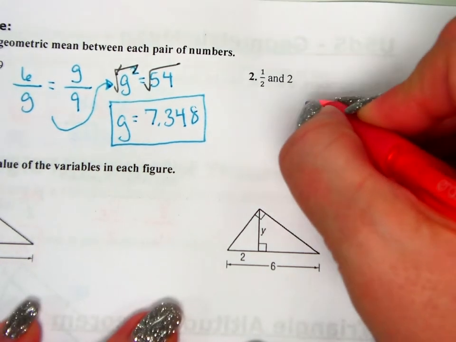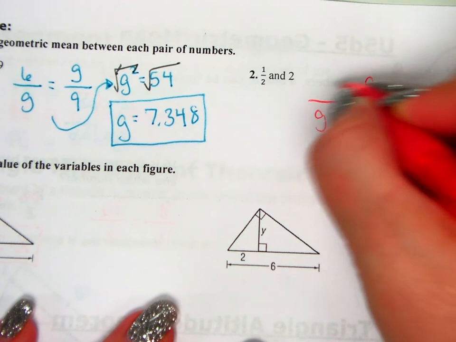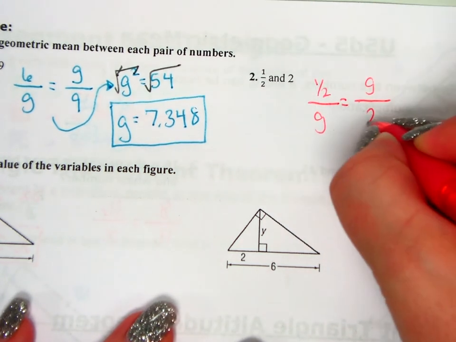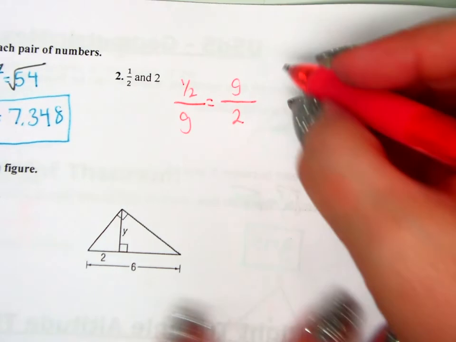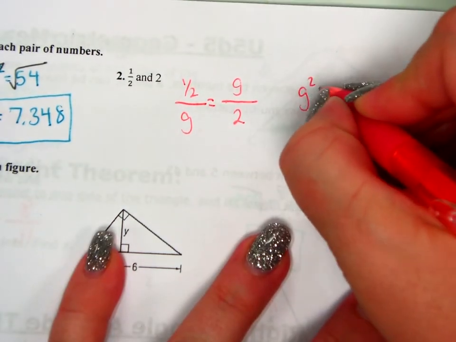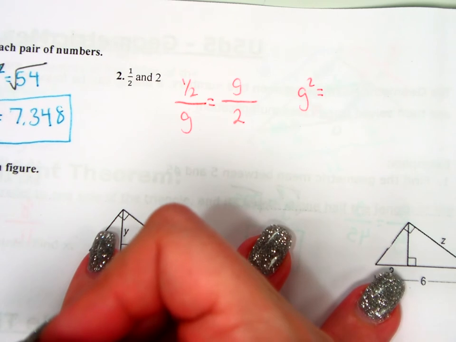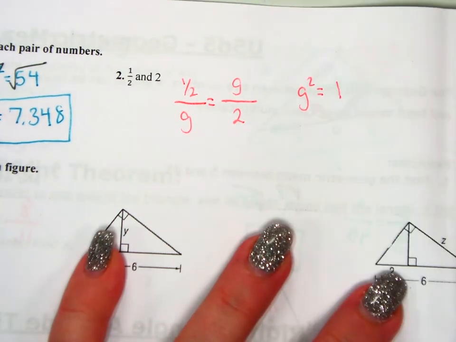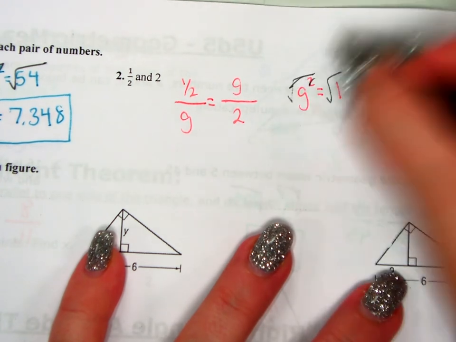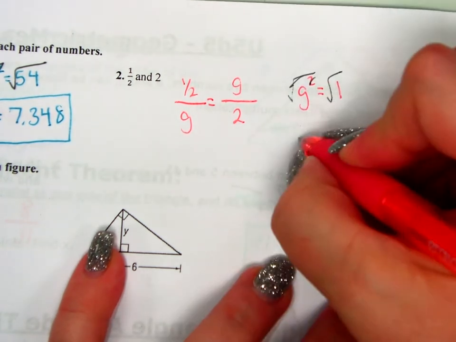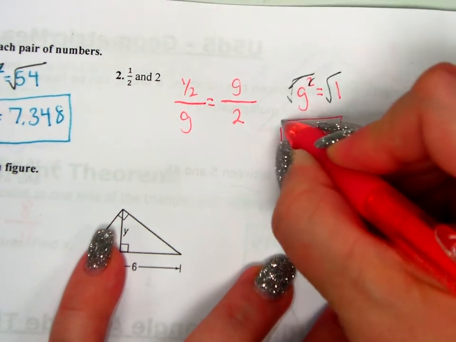Number 2, find the geometric mean between 1/2 and 2. Geometric mean between 1/2 and 2. So G times G is G squared. Half times 2, 1/2 of 2 is 1. How do I unsquare? Square root. What's the square root of 1? 1.